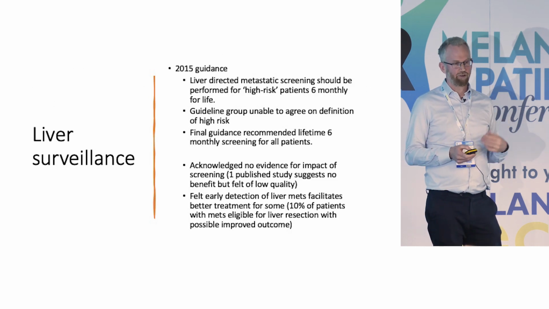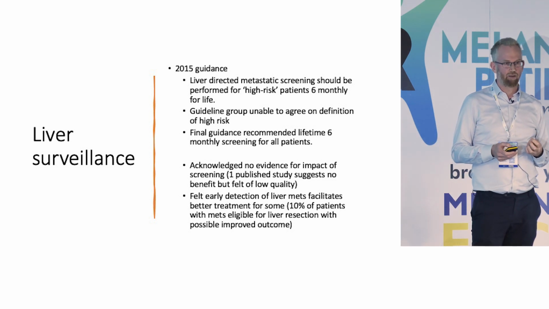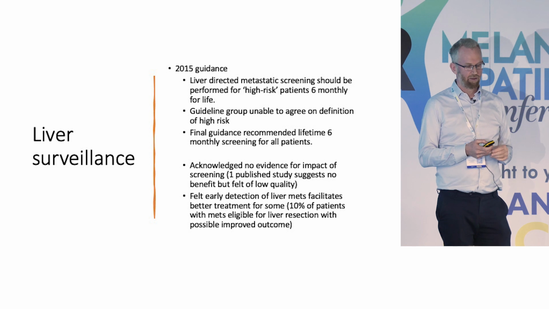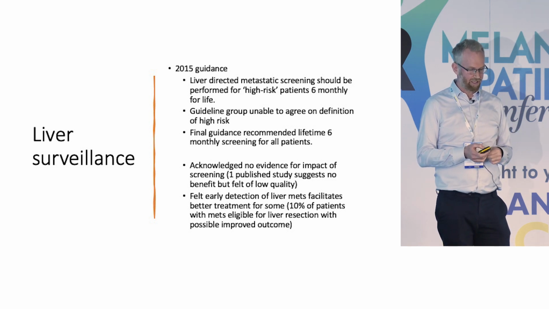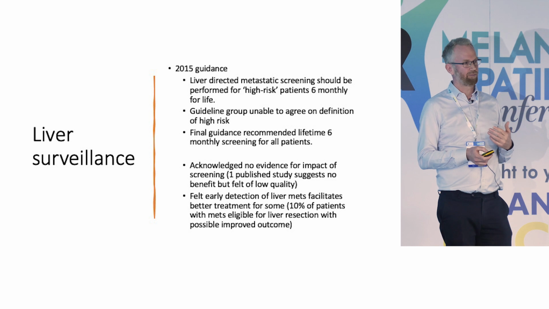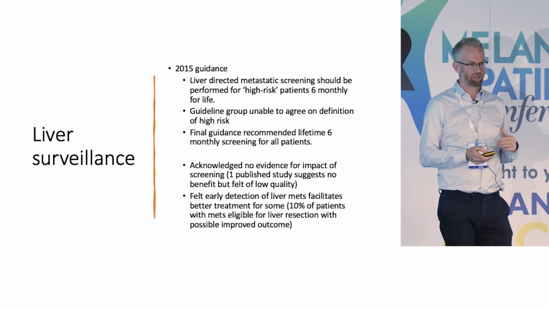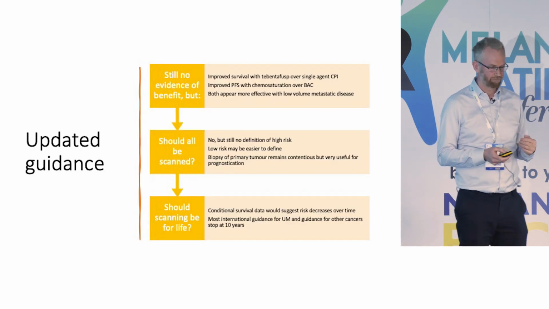Then turning to liver surveillance. So the 2015 guidance was that liver-directed metastatic screening should be performed for high-risk patients 6 monthly for life. But the guideline group wasn't able to agree on a definition of high risk. And this is difficult because it's a continuum. There was an acknowledgement that there was no evidence of impact from screening, but it was felt that early detection of these metastases could lead to more access to treatment, including in around 10 to 15% of patients, liver resection, which can lead to long-term control of the disease, but not cure.